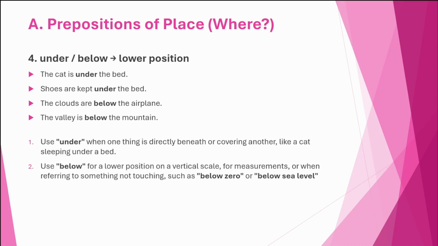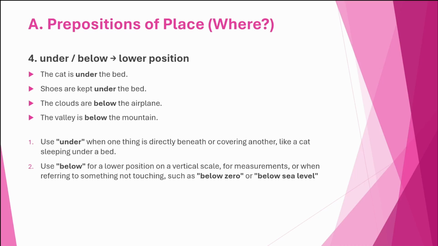But in case of below, it actually denotes the presence of an object just below the position of another object in the vertical direction, but they are not touching each other. For example, below zero or below sea level. So that's why these are the subtle differences between these two words which should be kept in mind for the proper use of both of them.